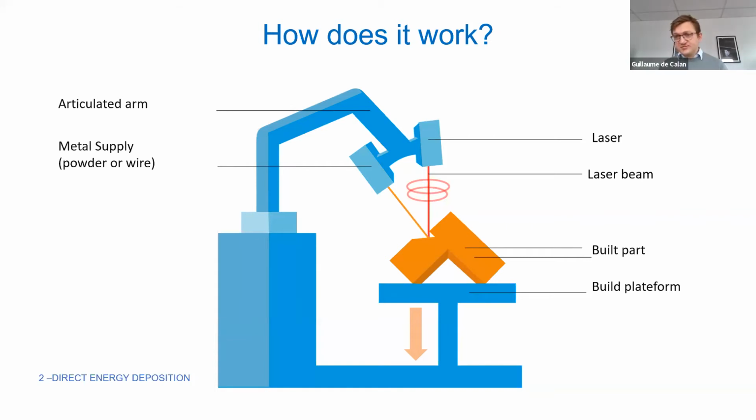And you have a platform. Actually, the platform sometimes moves and sometimes doesn't, because you have a robotic arm, so the robot can do everything it needs to. Sometimes it will just turn. Well, a lot of different configurations here. But basically, the idea is we bring some metal supply and we melt it and deposit it on the part.